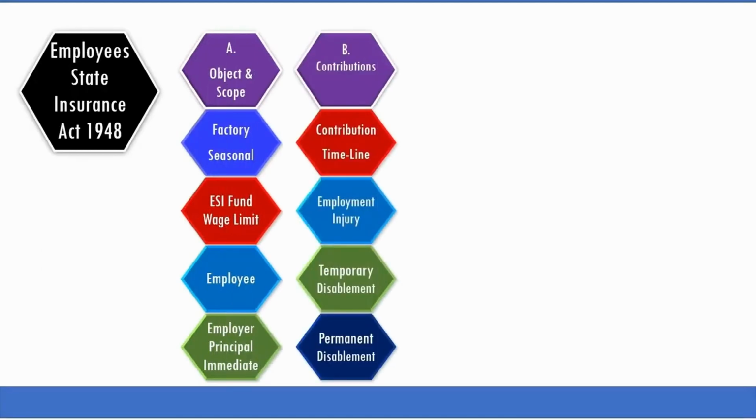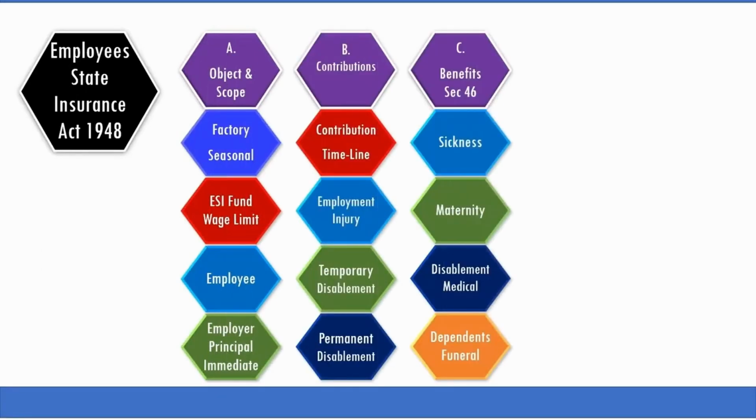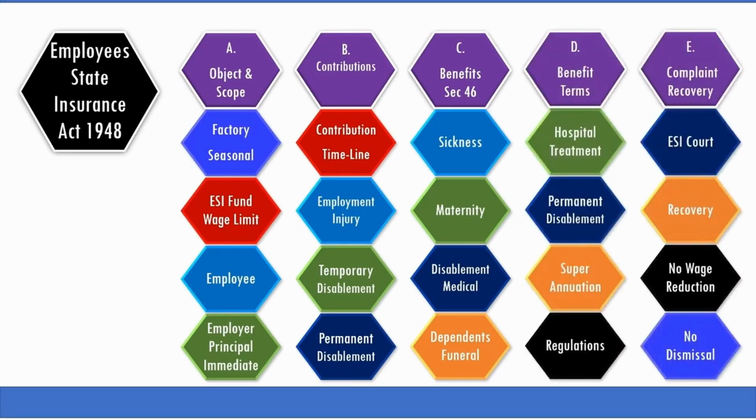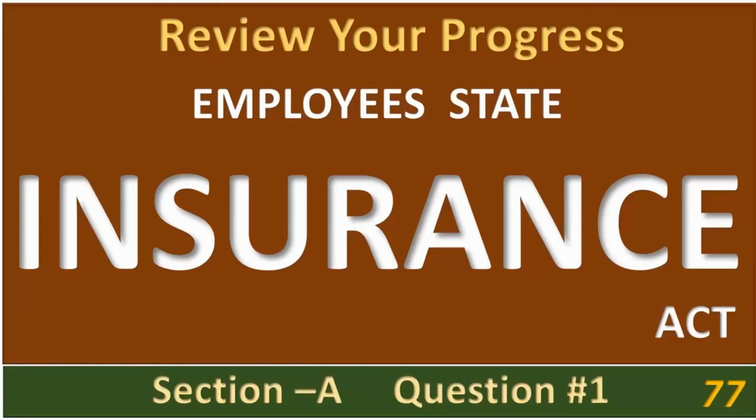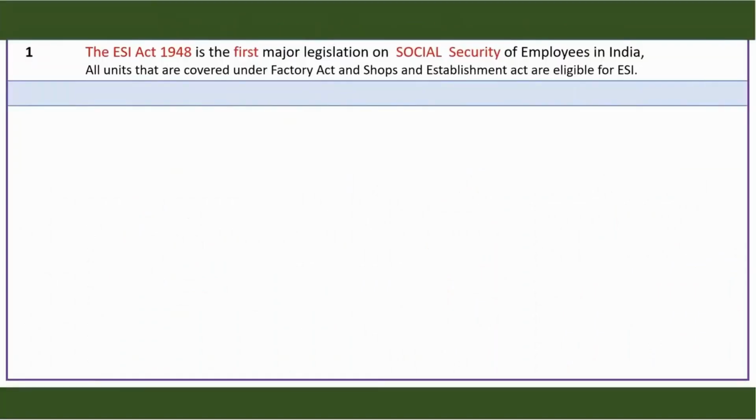Object and scope, contributions, benefits under section 46, terms of benefit and residuary provisions. Progress review of ESI Act. ESI Act is a social security legislation. It covers all units which fall under the Factories Act and Shops and Establishment Act, and it is one of the pioneering legislations in the interest of employees.